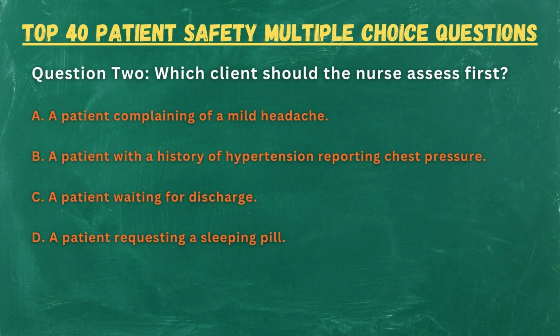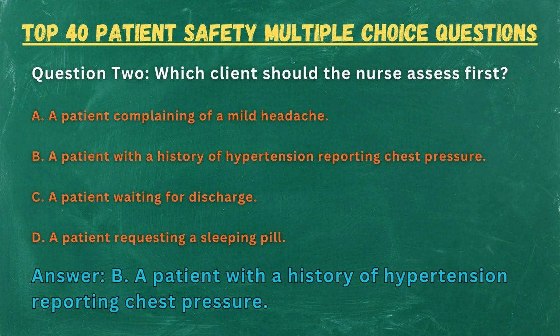Question 2. Which client should the nurse assess first? A. A patient complaining of a mild headache. B. A patient with a history of hypertension reporting chest pressure. C. A patient waiting for discharge. D. A patient requesting a sleeping pill. Answer. B. A patient with a history of hypertension reporting chest pressure.